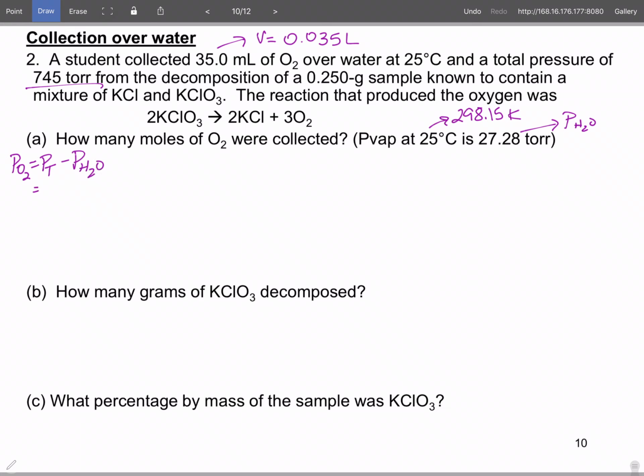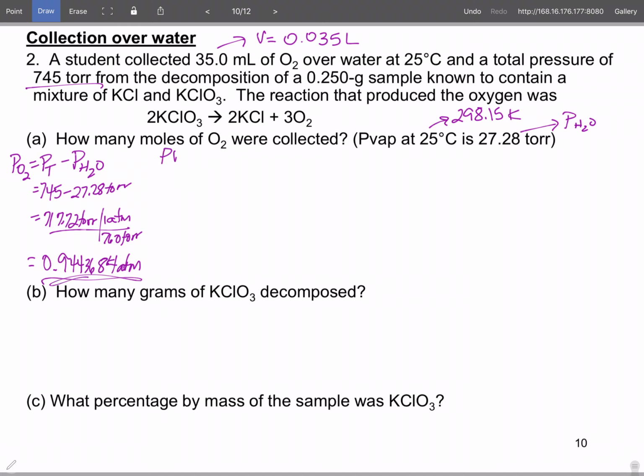So that means it's going to be 745 torr minus 27.28 torr, which means my pressure of oxygen comes out equal to 717.72 torr. But I can't have that in torr. I need atmospheres. 760 torr is 1 atmosphere. So my pressure comes out to be 0.94436854 atmospheres. Okay, so there's my pressure.